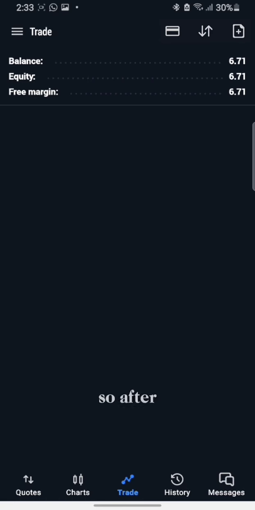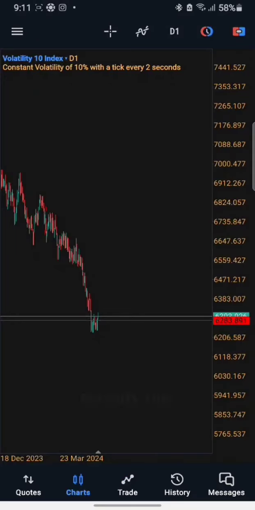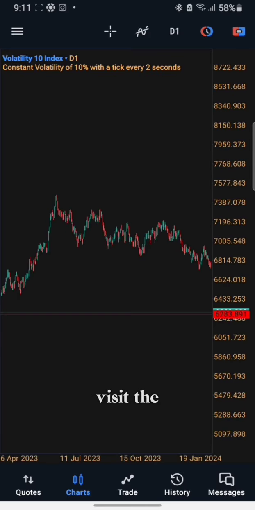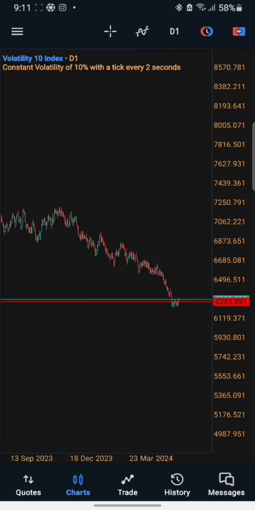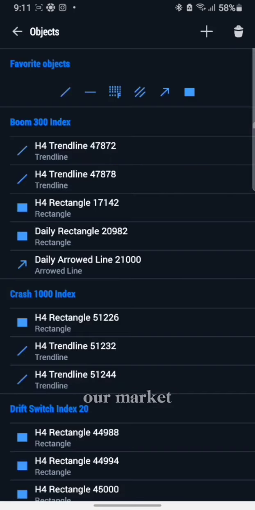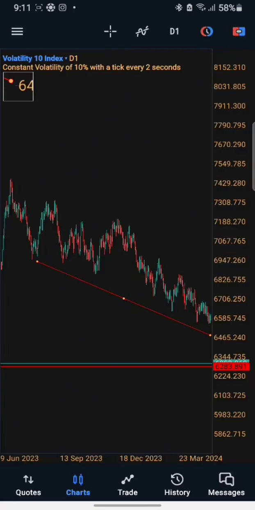Sorry. So after some time we left the market, and then it hit our TP. Now we're at $6.71, and then now we visit the Volatility 10 Index. In the Volatility 10 Index, we start by analyzing our market in the daily time frame.